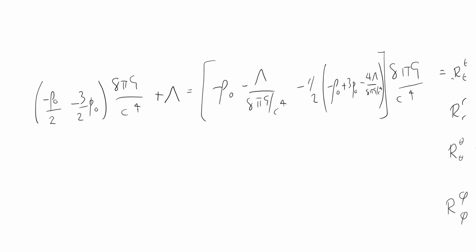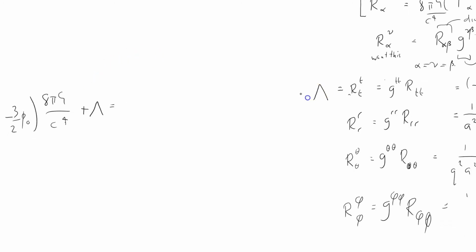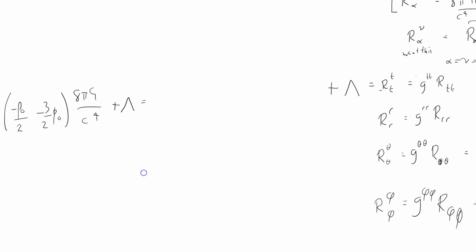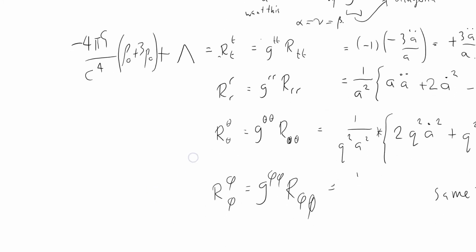I'll get rid of this here and write it in a bit more neatly. Okay, where were we? It was the cosmological constant plus, and then what did I have? I had minus, there's a half there, so it's 4 pi G over c to the power 4 times, which way around? It's rho 0 plus 3p0. That's nice. Oh, so we've got the first term. That's great. Now we'll have a look at all these other terms here.